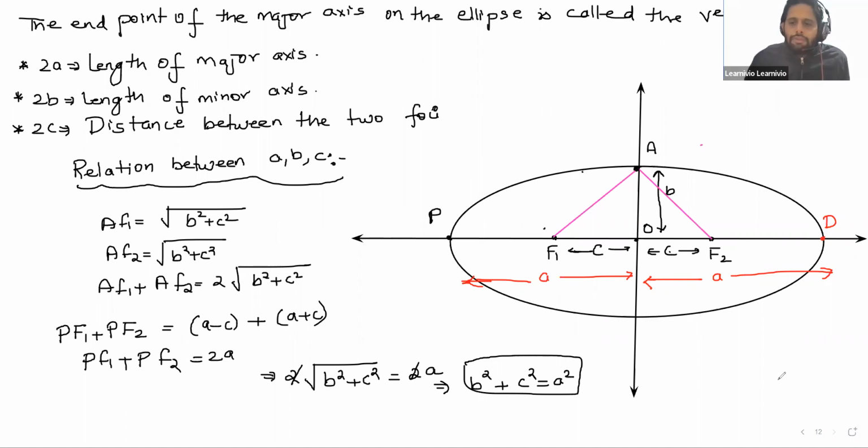Now we'll do the next topic, which is eccentricity. So what is eccentricity? Simply, e is equal to c by a. Remember in this way, that eccentricity is equal to c by a. Eccentricity is denoted by e and this is equal to c by a. We already know what c and a are.